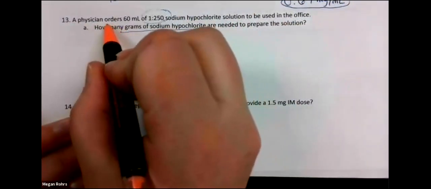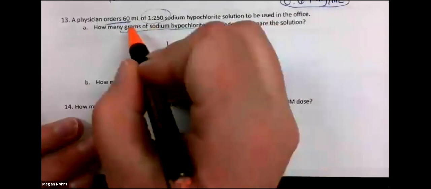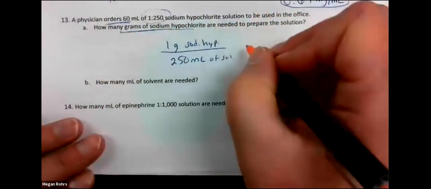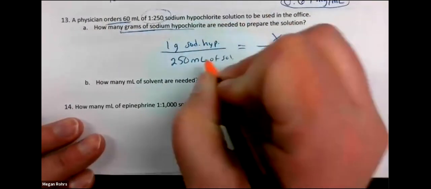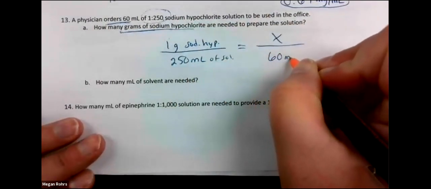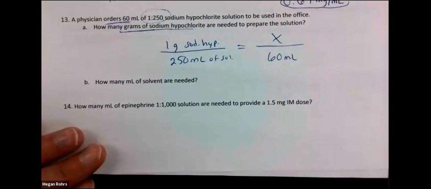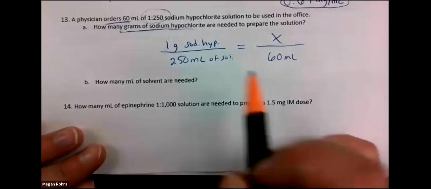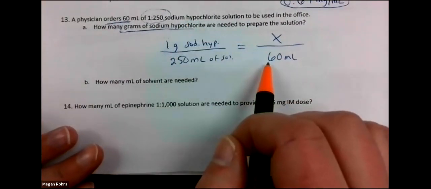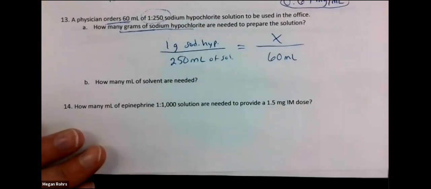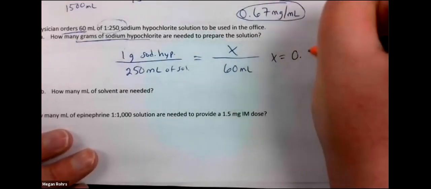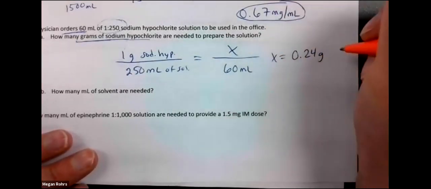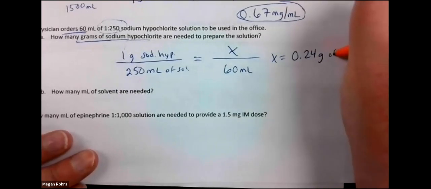Now they're ordering 60 mils and it's asking for how many grams. So I know that my X has to go on top for grams and I have 60 mils here on the bottom. So 1 times 60 is 60, and then we're going to take that divided by 250. So X here would give us 0.24 grams.